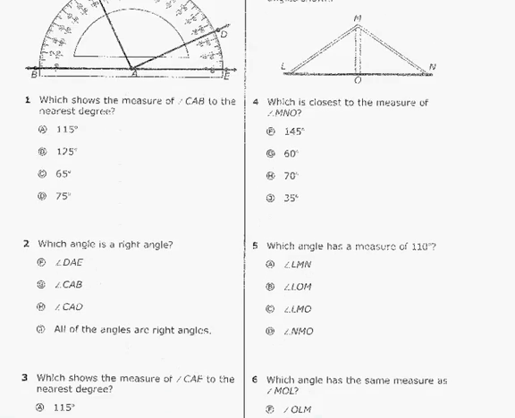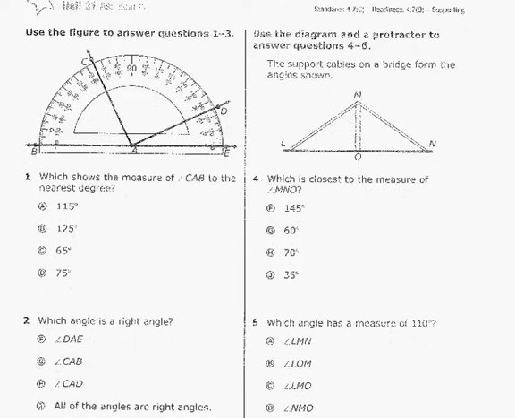Okay, let's look at the assessment. Use a figure to answer questions 1 through 3. Which shows the measure of angle CAB to the nearest degree? A, 15 degrees. B, 125 degrees. C, 65 degrees. And D, 75 degrees. Question number 2. Which angle is a right angle? F, angle DAE. G, angle CAB. H, angle CAD. Or J, all the angles are right angles.